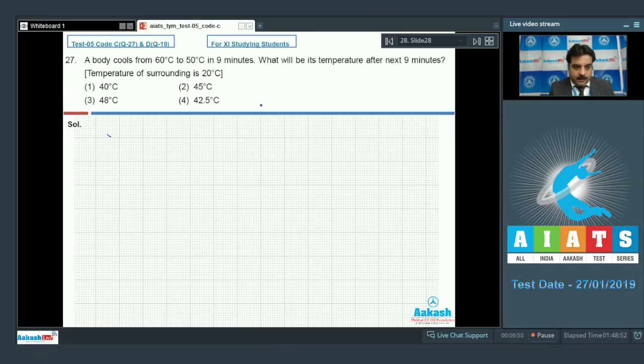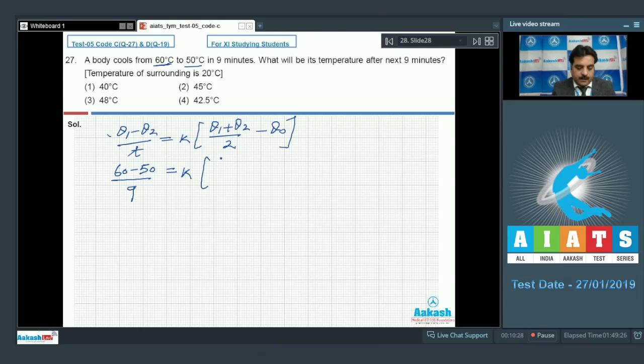We know the formula is (theta 1 minus theta 2) divided by t equals K times ((theta 1 plus theta 2) divided by 2 minus theta naught), where theta naught is the temperature of the surrounding, theta 1 is 60 and theta 2 is 50. The time is 9 minutes in the first case. So I place the values: (60 minus 50) over 9 equals K times ((60 plus 50) divided by 2 minus 20). This is my equation number 1.